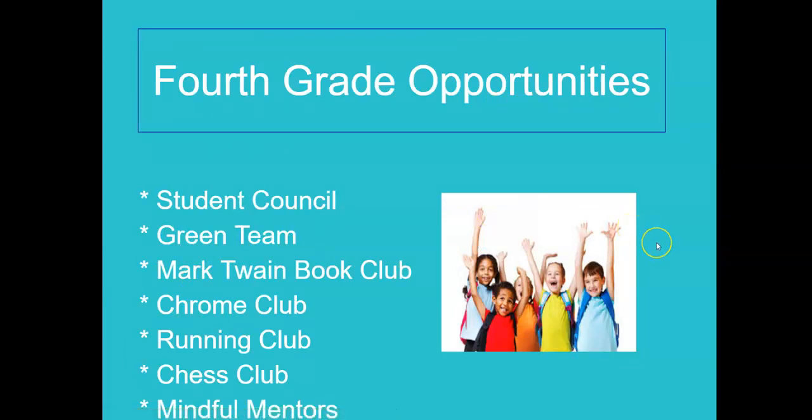Lots of opportunities for your student in 4th grade. If they would like, they can apply to be on student council, Green Team, which is our recycling team, be a part of the Mark Twain Book Club, Chrome Club, Running Club, Chess Club, and then something new this year that's run by Mrs. Kaufman called Mindful Mentors. All of the information about these clubs will be coming home in your student's Friday folder, so be looking out for that.